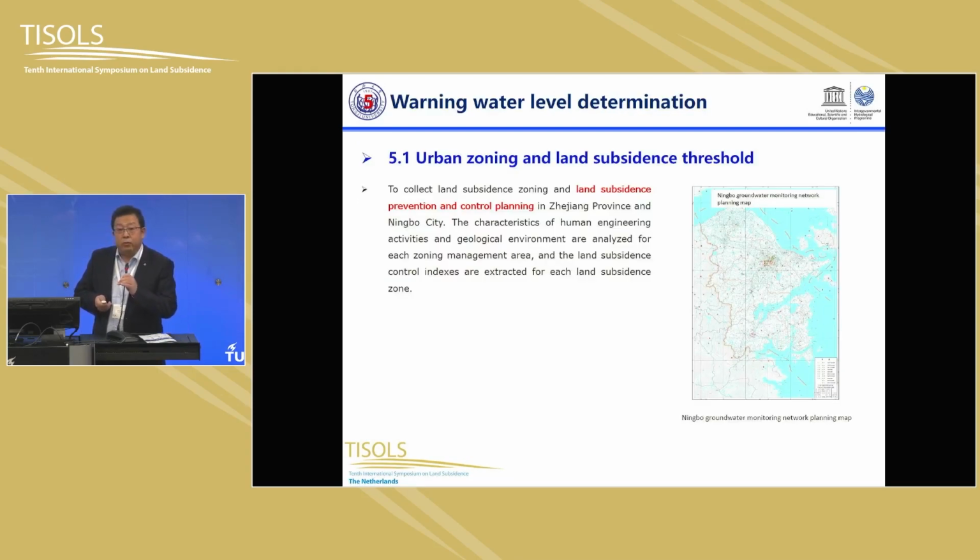This is the first one. We have to define a threshold that the land subsidence cannot exceed. In Ningbo, now the land subsidence prevention and control planning has a value of 10 millimeters per year. So we know that if we have a groundwater fluctuation, however the land subsidence does not exceed 10 millimeters per year, it is also accepted. So we use this as a threshold to determine the pre-warning groundwater level.